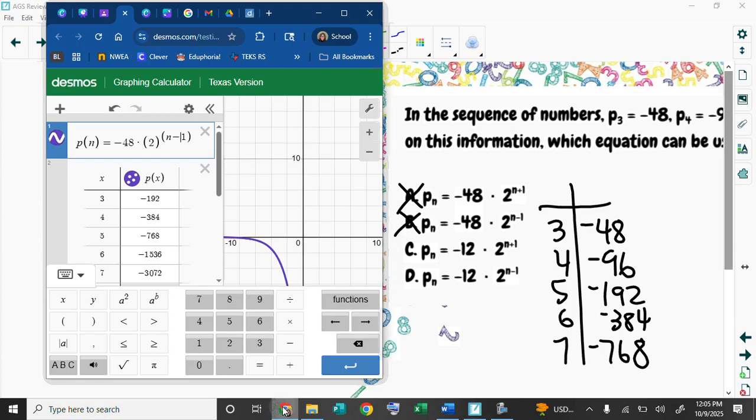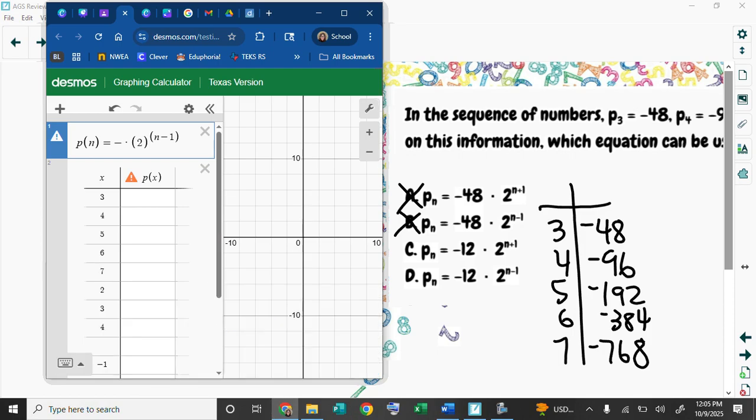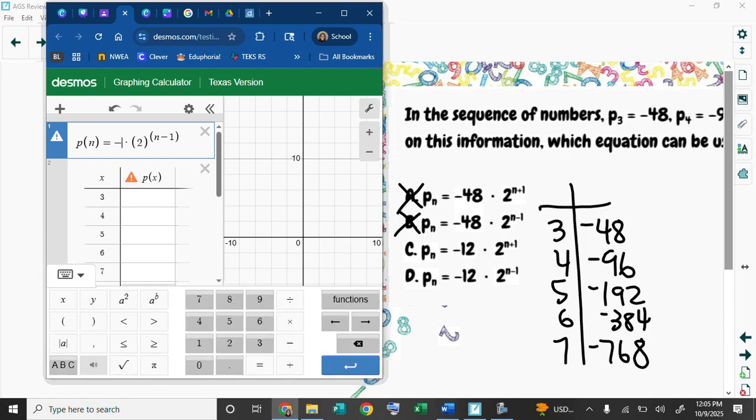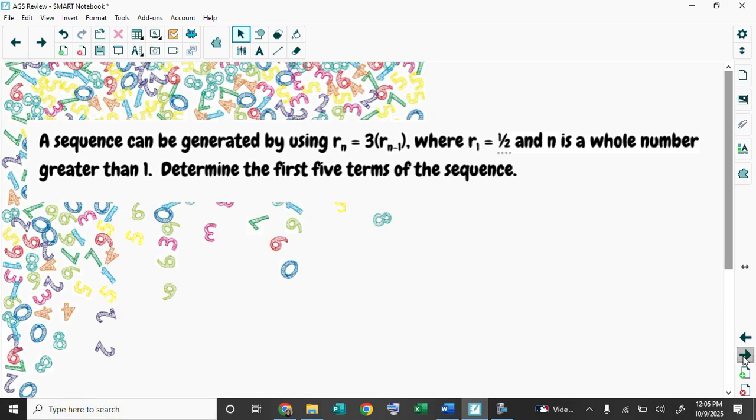So now I need to change this 48 to a 12 because the numbers... oh, bless, what happened? 12. And then this n is a... well, look, I didn't change it yet, but if you look, negative 48, negative 96, negative 192, my answer is D because it was an n minus 1. That's how you use the calculator to do that.